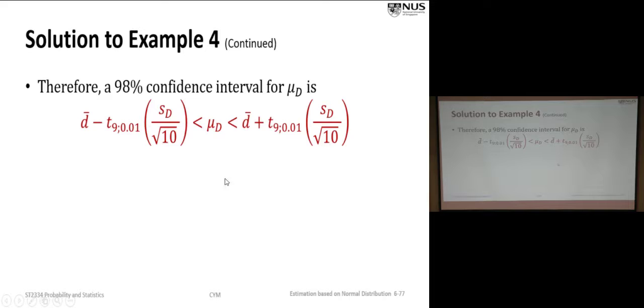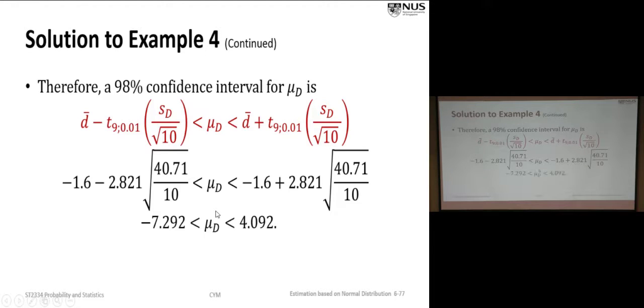So this is how we apply the formula, and the confidence interval that we construct based on these 10 pairs of observations is minus 7.3 to 4.1. So what does that mean? It means that based on these 10 pairs, the expected difference is likely covered by this interval, minus 7.3 to 4.1, which covers 0.